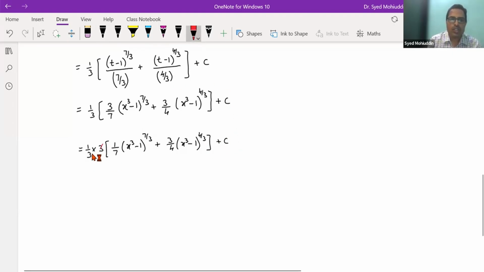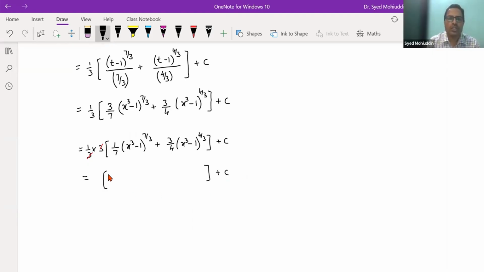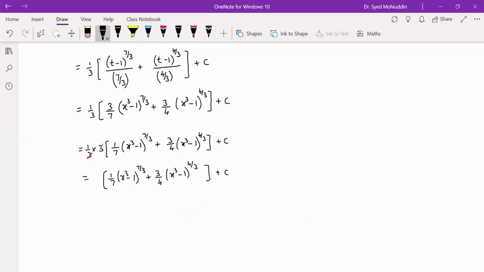But however, you can see this 3 and 3 will get cancelled. Now you can write down this entire expression without 3 plus the constant of integration c. So this will be as it is 1 by 7 (x cube minus 1) whole power of 7 by 3 plus 3 by 4 into (x cube minus 1) whole power of 4 by 3. That will be the final answer. Are you getting it? Any questions, any doubts here?